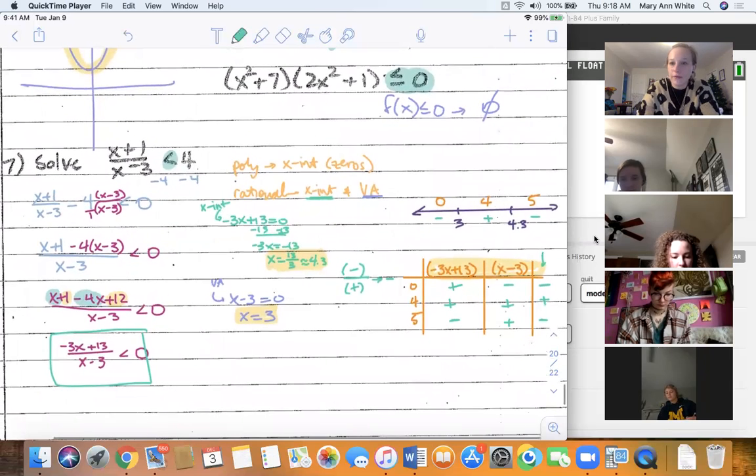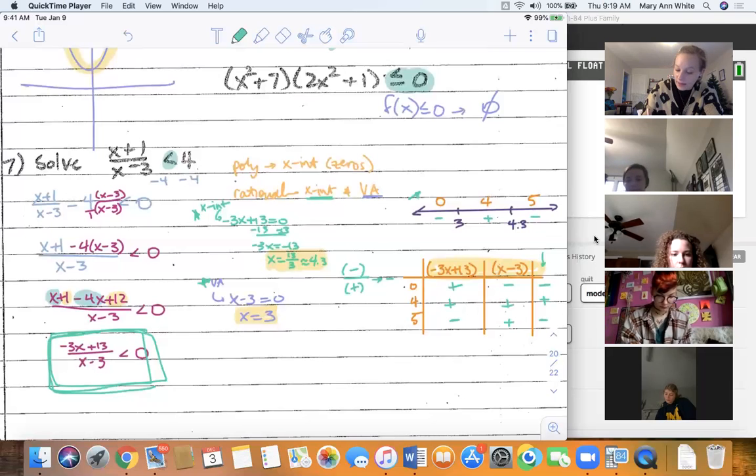So just a reminder of everything I've done. First thing I had to do is manipulate my equation to get everything in one fraction. Once I got it in one fraction, I was able to identify the x-intercept and the vertical asymptote because those are points of interest. Then I graphed those on my number line, and then I checked numbers in those intervals to see what the sign would be, what the y would be. Now that I have that, I'm ready to finally solve. It says we want the interval where the function is less than 0.